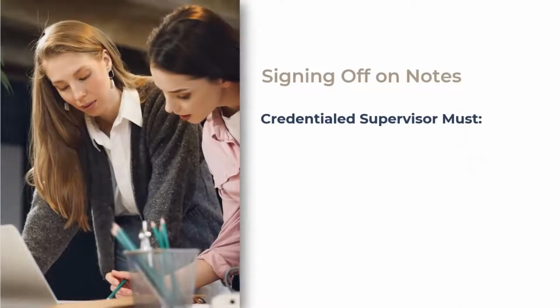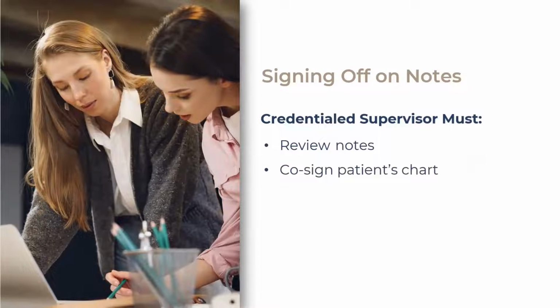As the privileged employee supervisor, you have responsibilities. Signing off on notes. This is a simple standard that some facilities miss. When a non-credentialed staff makes notations in the records, the patient's chart, the following must occur. A credentialed supervisor must review the notes, co-sign the patient's chart, and the review, signing off, and dating must take place within a 15-day period of when the notes are first placed in the records. A chart review process must be in place to ensure this procedure is not missed.